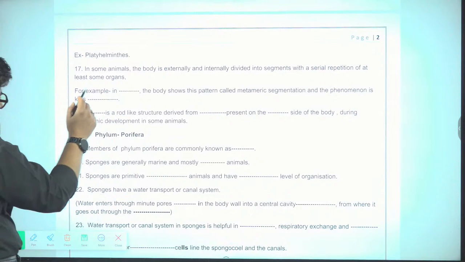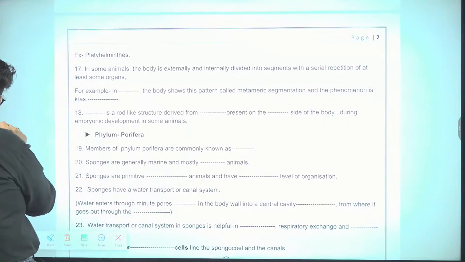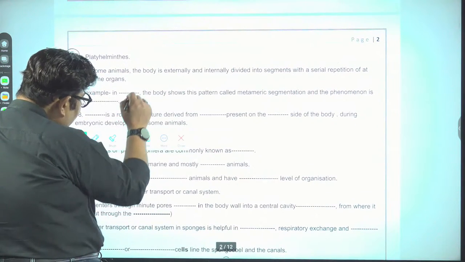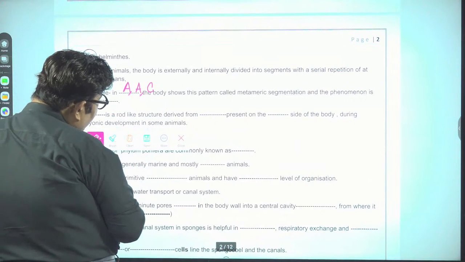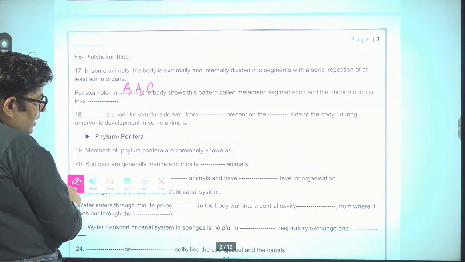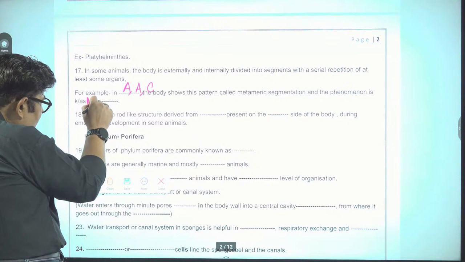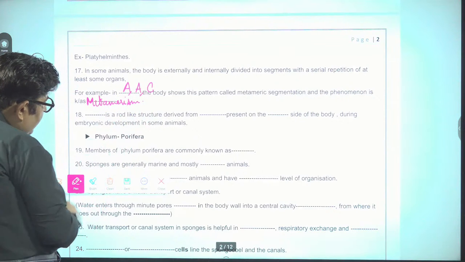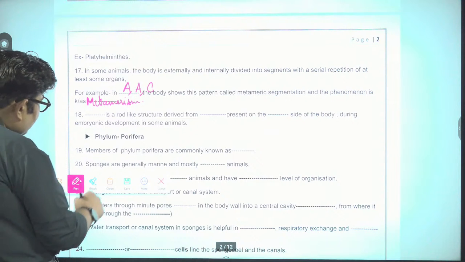For example, in annelida, arthropoda, and chordata, the body shows this pattern called metameric segmentation, and the phenomenon is known as metamerism.